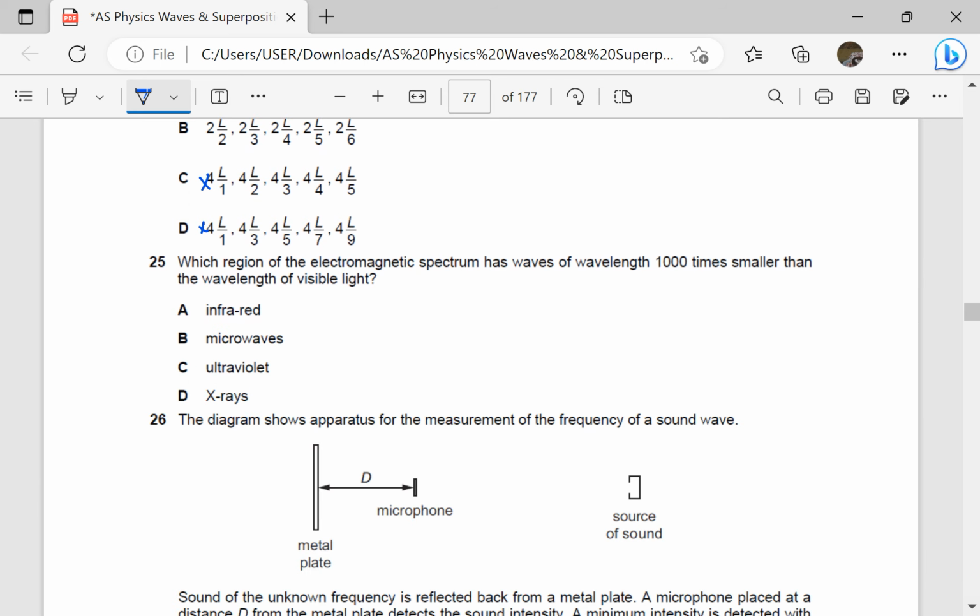Which region of the electromagnetic spectrum has waves of wavelength 1,000 times smaller than the wavelength of visible light?